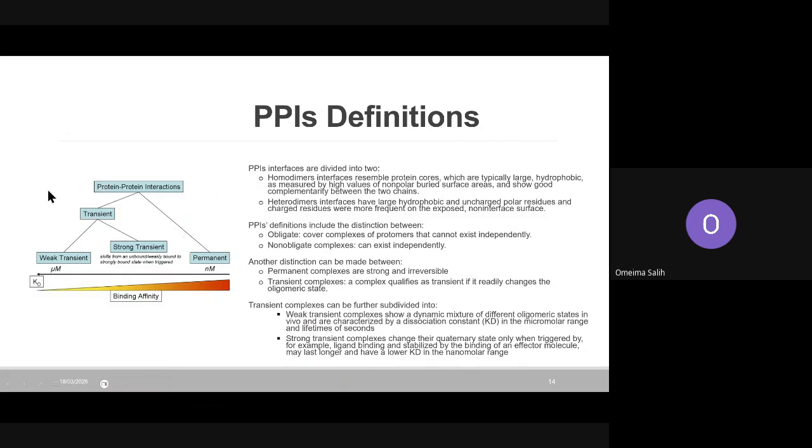As you can see here from the diagram, the binding affinity drops from permanent to weak transient. So if there is more binding affinity between the residues of the interacting proteins, then the association between the two proteins or more proteins tends to be permanent. But when the binding affinity decreases, then it becomes weak and transient.